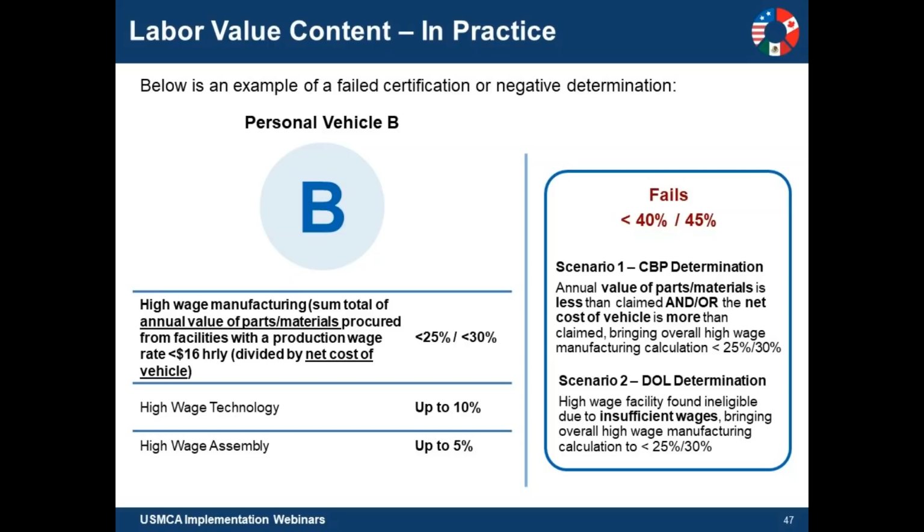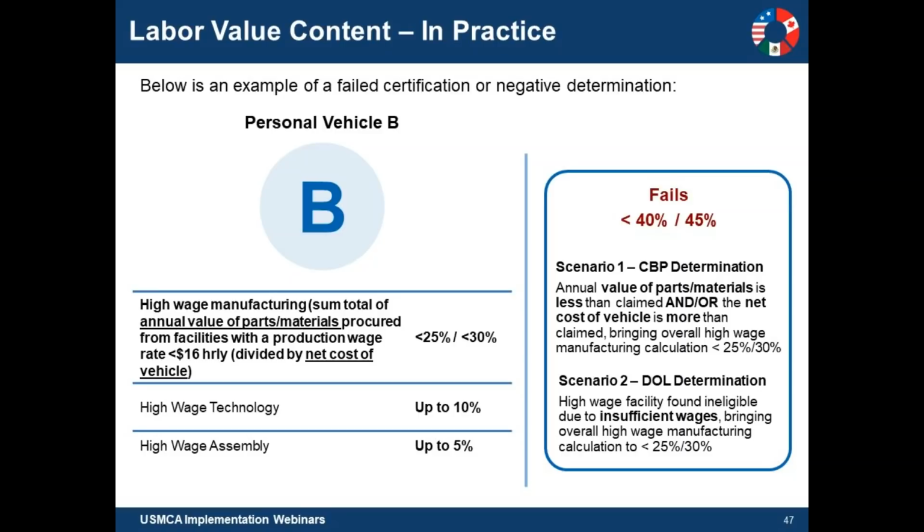Please note that there are different scenarios where this determination could occur. In the first scenario, a CBP determination could deny preferential treatment. For example, if CBP were to determine that the annual value of parts and materials is less than claimed, or that the net cost of the vehicle is more than claimed, thus bringing the overall high wage manufacturing calculation below the required 25% for a passenger vehicle or 30% for a light truck.